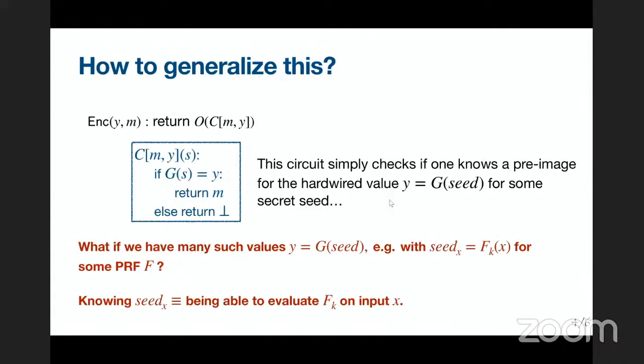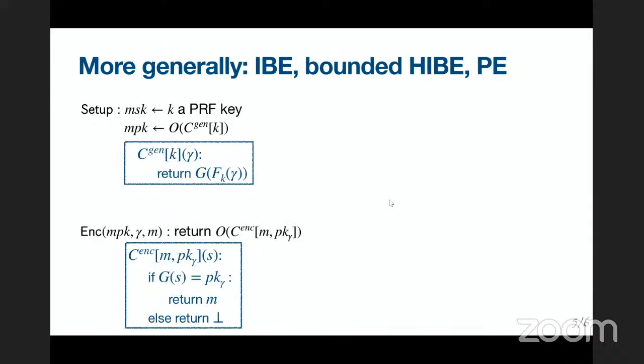So what you can do is just define the seeds as being PRF evaluation for some PRF. And so you get a lot of seeds doing so. And so now, knowing the preimage for decrypting is the same as being able to evaluate the PRF on some input X. So doing so, you can generalize the construction, and you get a setup that defines the master secret key, which is the PRF key. You get a public key that corresponds to PRG evaluation of PRF evaluations.